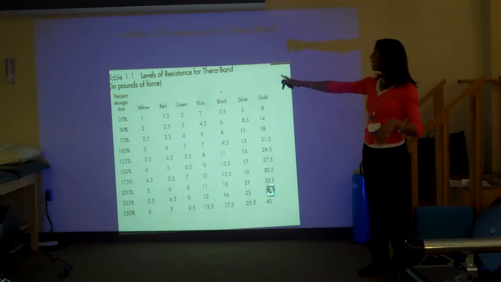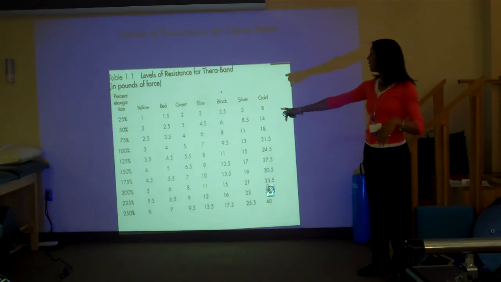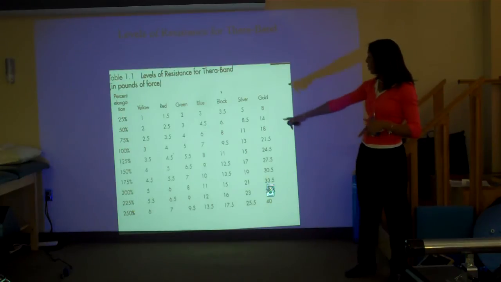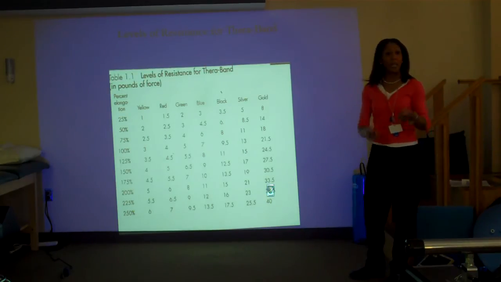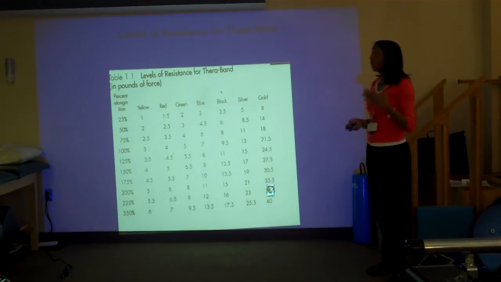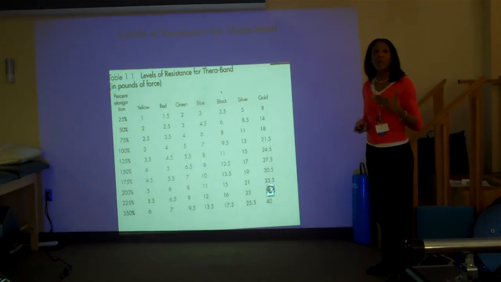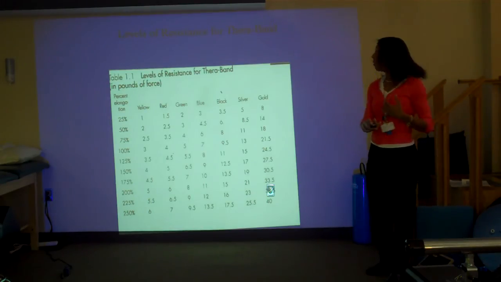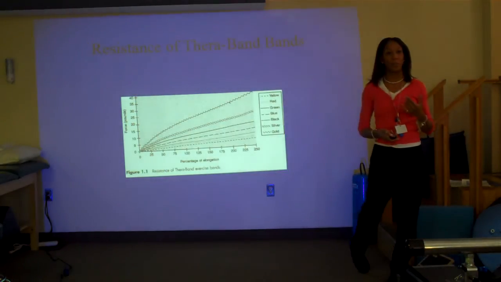So as you can see, as the percent elongation increases, the poundage goes up. So if you go down and you see 200% elongation, twice its resting length, if you do twice the resting length with the yellow TheraBand, you're getting 5 pounds roughly. Okay? So that's fairly helpful, so that way you kind of know what your patient is able to tolerate.